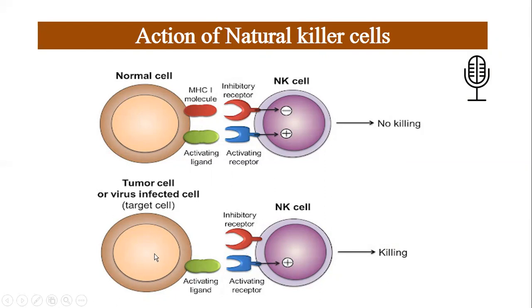Whenever any targeted cell does not have MHC, right? It is so natural. Whenever a cell is virally infected, it itself tells the body that I am virally infected, right? So that is the reason it loses its MHC1 receptor.